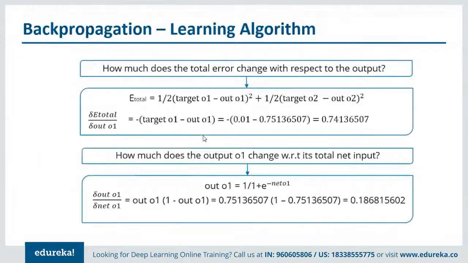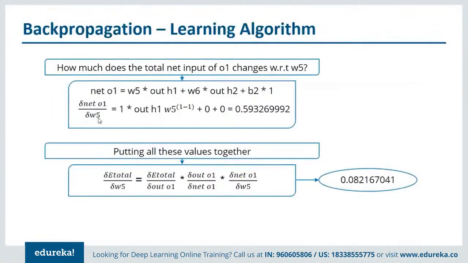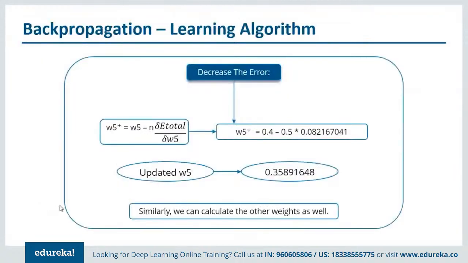Let us see how we do that. How much does the total error change with respect to the output? E total by out O1, we're going to calculate it. It came to around 0.741. Similarly, we calculate how much the output O1 changes with respect to the net output, and we get this. After that, we calculate the change of net output with respect to W5, and we got this. Then finally, we put all these values together and found the change in error with respect to the change in weight W5, which came to around 0.082167041. Now is the time to update the weight. So how are we going to update the weight?